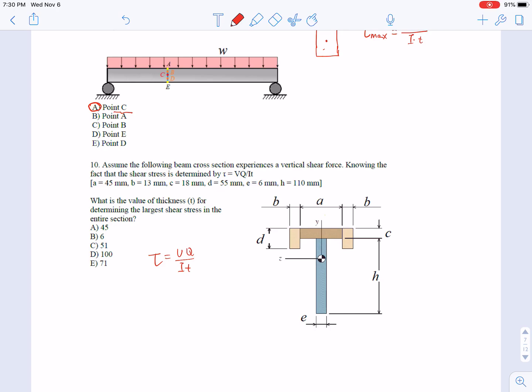And the largest Q is here, when you cut it through the centroid. And you can find that the smallest thickness is actually right here. You got t equals 6 mm. This is the smallest thickness in this cross section. So no doubt, this is where you need to determine the largest shear stress. So the thickness equals 6.